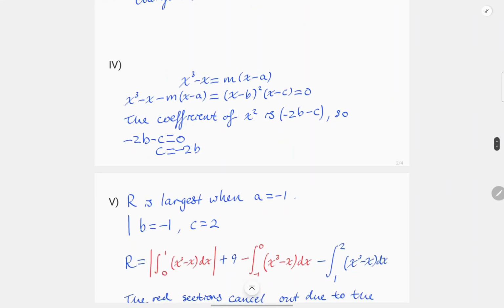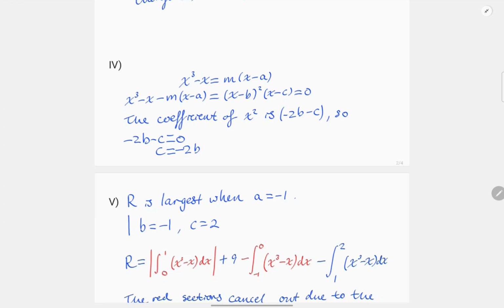The area R is therefore equal to the area below the x-axis, which is represented by the first red integral, plus 9, the area of the trapezium, minus the second red integral, which is the area to the left but above the x-axis, and minus the second blue integral, which is the area between the intersection and all the way to c.